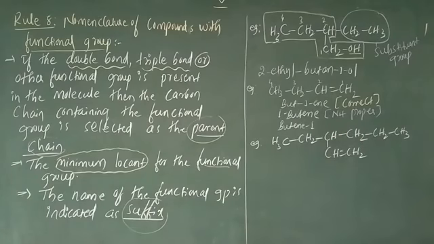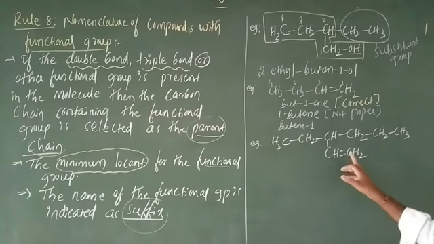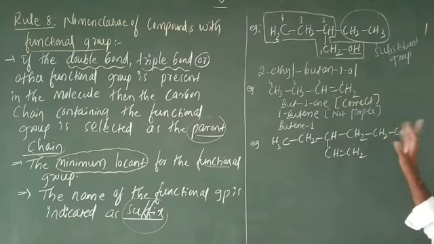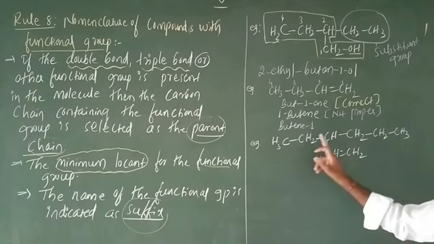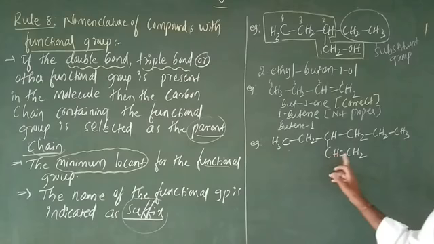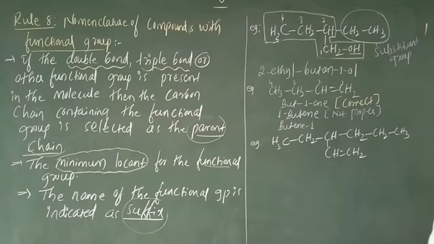Next example, CH3 is there, CH2, CH double bond CH2, CH3. First your duty is how to select the longest carbon chain which is possible in this case. I am going to count 1, 2, 3, 4, 5, 6 carbon. 1, 2, 3, 4, 5 carbon. If you select this one, we are going to get 5 carbon. But if you select like this, we are going to get 6 carbon. We must and should consider the highest number of carbon, that acts as the parent chain.